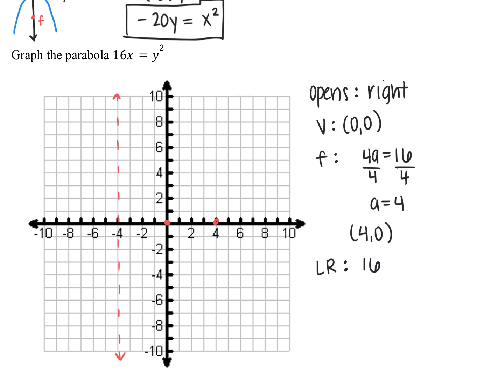Now I want to do my width. I don't really have the space here. So for a latus rectum of 16, that means the entire distance from one side of the parabola to the other, which means my width is going to be 8 above and 8 below my focus. So that is going to help me with my width. So now I just connect those points and I have my parabola.